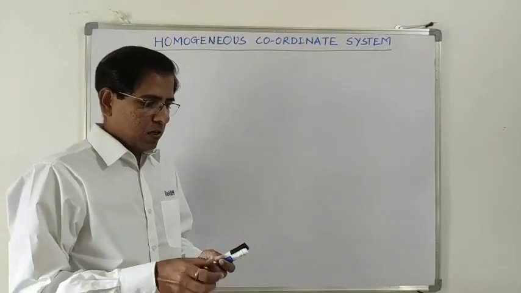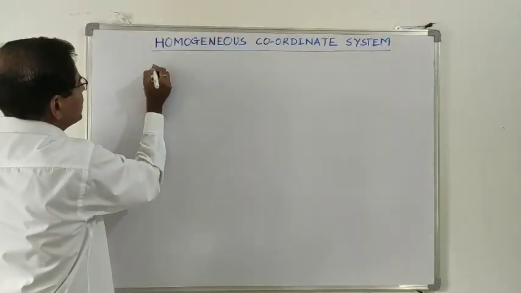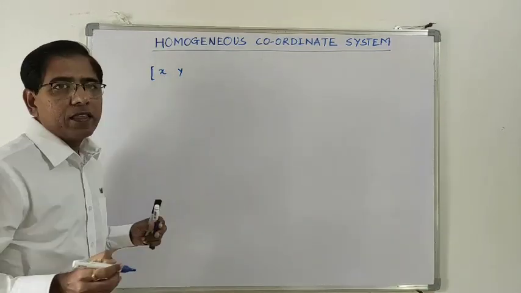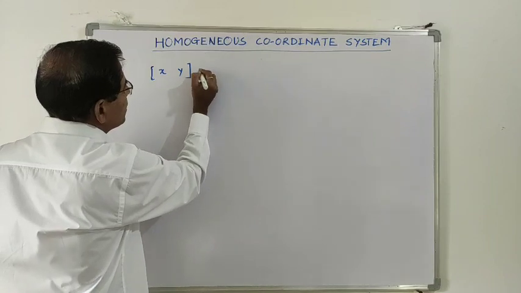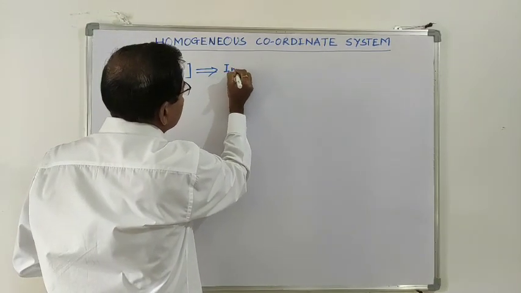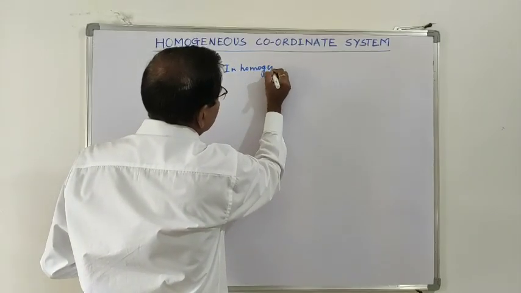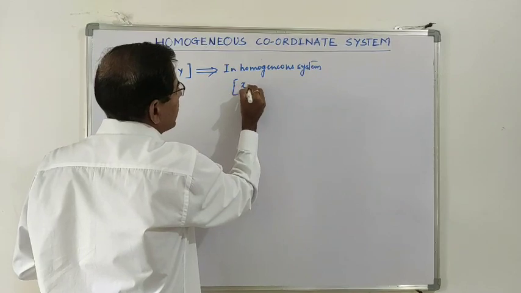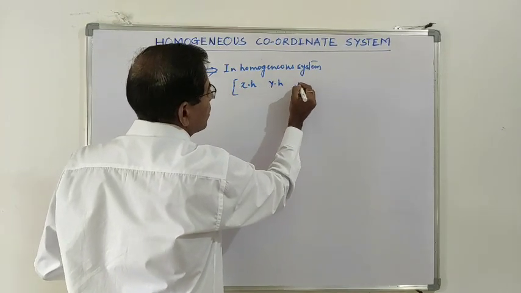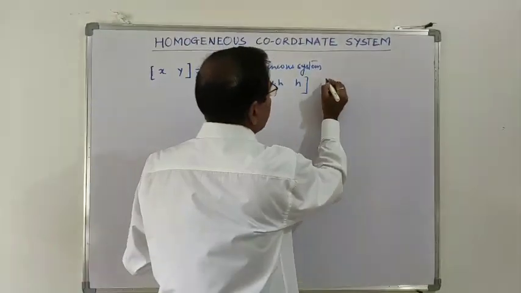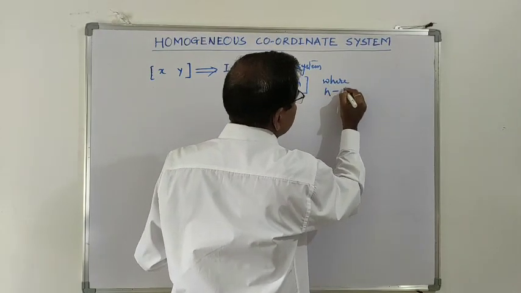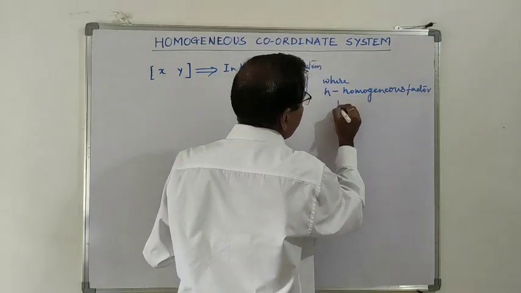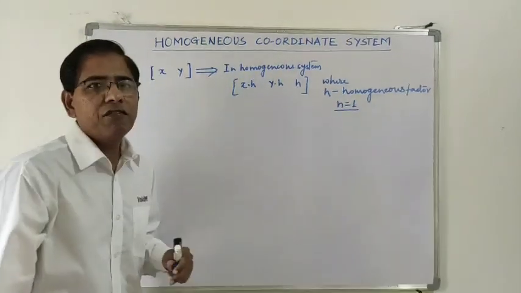So in homogeneous system, a point P, which is represented by x and y, in homogeneous system is represented by x into h, y into h, h, where h is the homogeneous factor and the value of h is equal to 1.